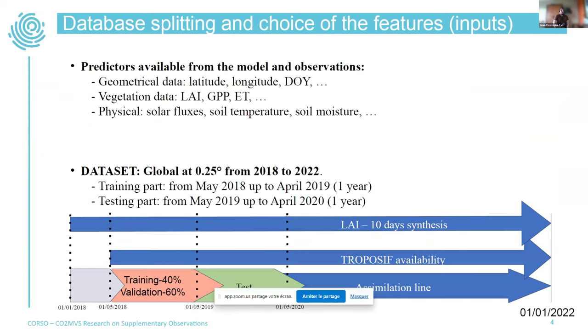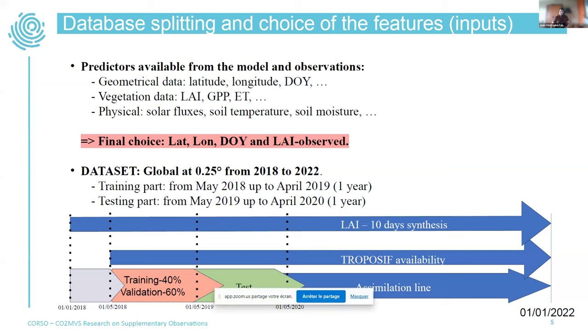So as I said, we are using deep learning, which means training an artificial neural network on a large database. So we have to pick a couple of predictors. In our case, some geometrical data like latitude, longitude, day of year, the parameters that are involved in the process, like the solar fluxes, the soil temperature, soil moisture, the leaf area index, and some other fluxes like the gross primary production or evapotranspiration. In the end, we wanted to keep it simple, so we chose to take only latitude, longitude, and day of year as fixed parameters, and to use LAI, our physical proxy for the SIF.